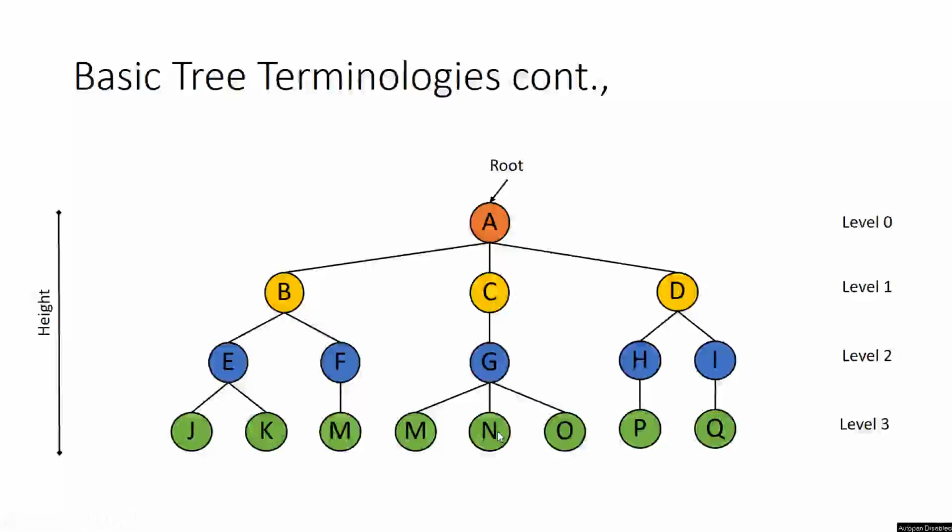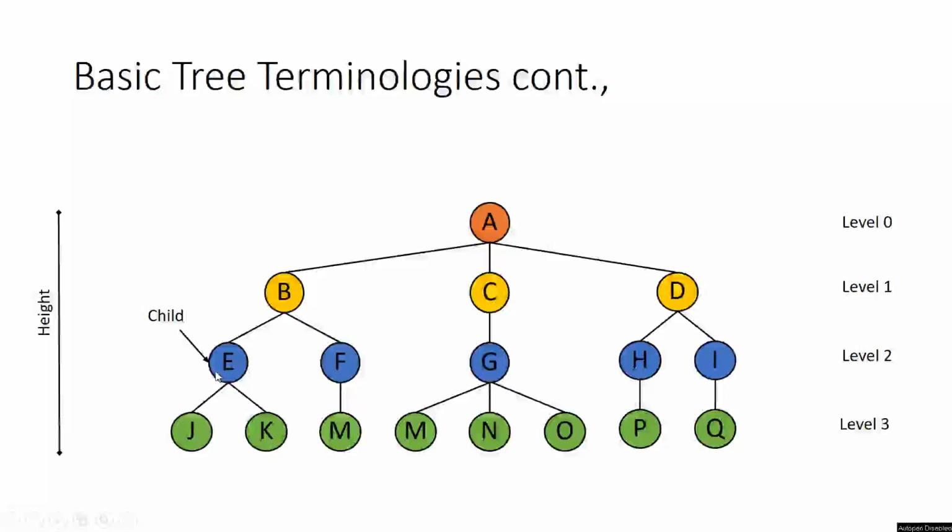And here, as I told you, A is the root, and this is an edge in the case of a tree, and D is a parent node. We can say A is a parent to D, D is a parent to I, I is a parent to Q, like this. B, C, D are siblings, and E, F are siblings. G does not have any sibling. H and I are siblings again. M, N and O, these three are siblings, P, Q are siblings, okay, like this.